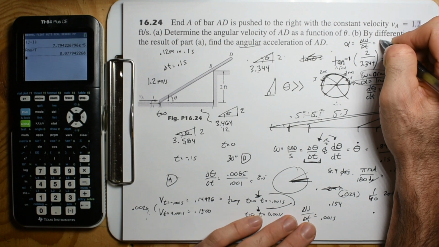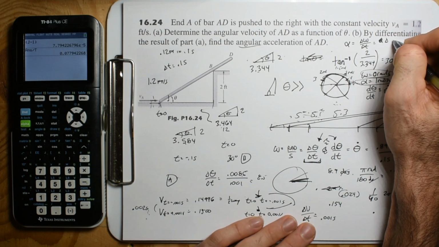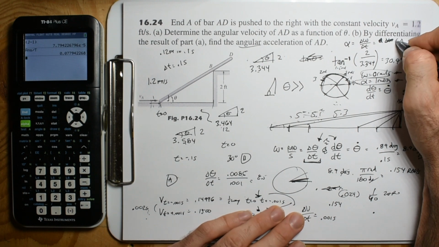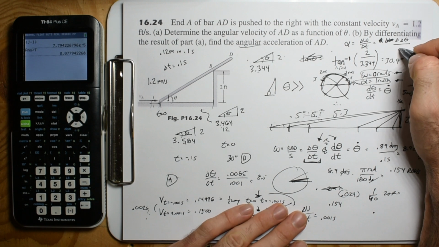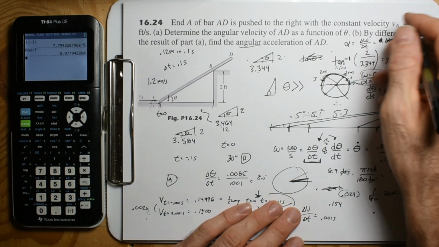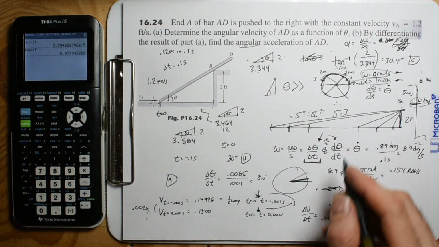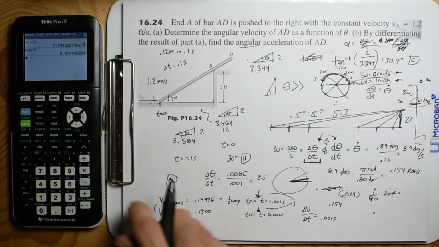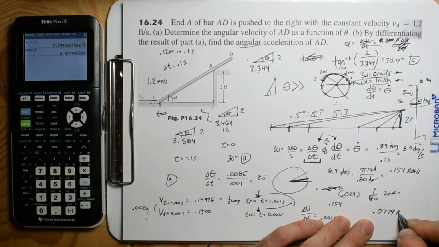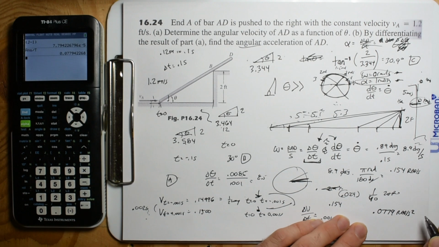That's going to be a change in omega. Yeah, we already said it. So omega is a change in the angle divided by a change in time. Oh shoot, I don't have enough paper for that. But anyway, so there you go. So that's going to be 0.779 radians per second squared.